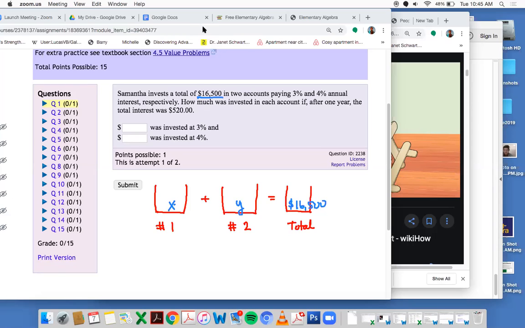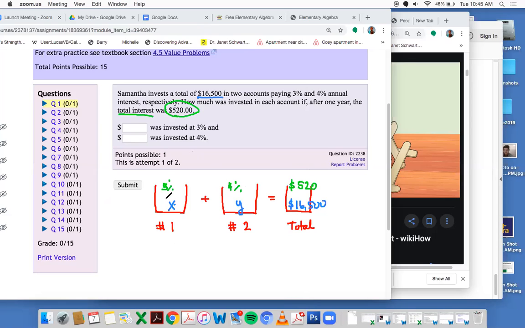All right, now we're going to look at the percentages. Okay, so it says the percentage for the first account is 3%. The percentage for the second account is 4%. And it says that the total interest, so in the total pile, you don't have a percentage, you have a dollar amount. Okay, so the interest amount is $520.